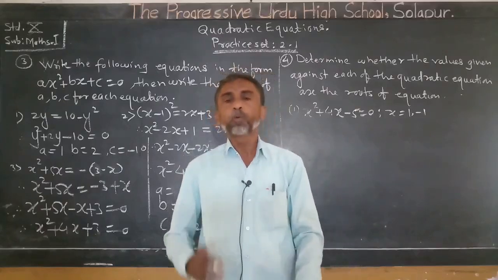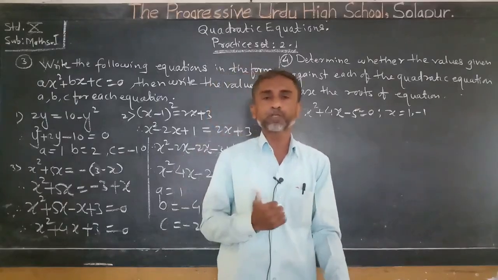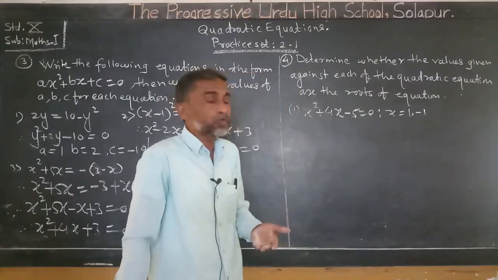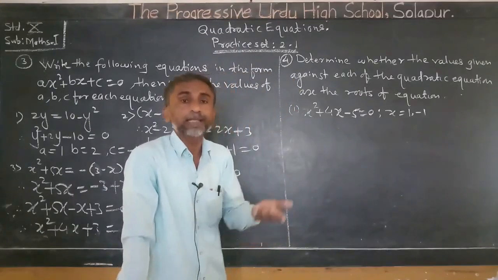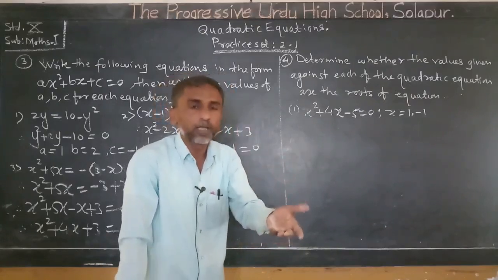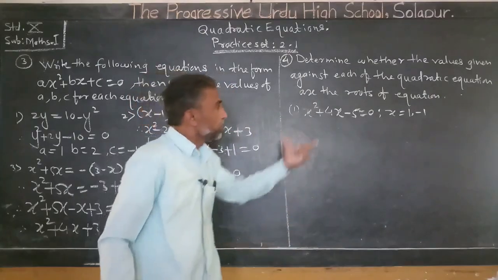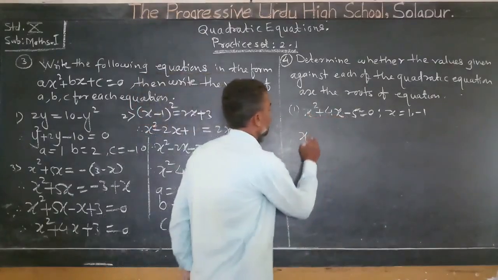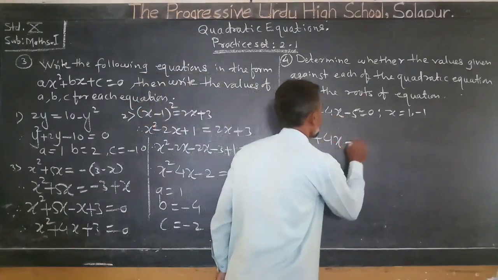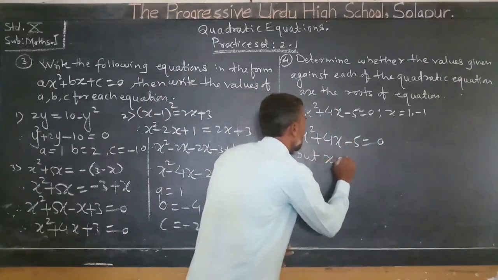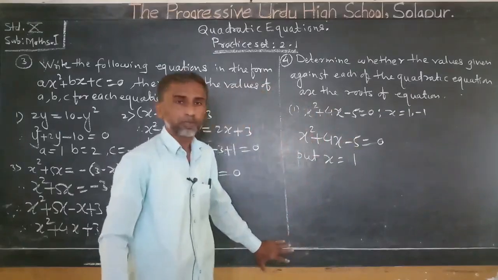First we should know what is the root of the equation or value solution of the equation. The values for which the quadratic equation satisfy is called as root of the equation. So take the given equation first, x square plus 4x minus 5 equal to 0. Put x equal to 1 first, x equal to 1 in this equation.